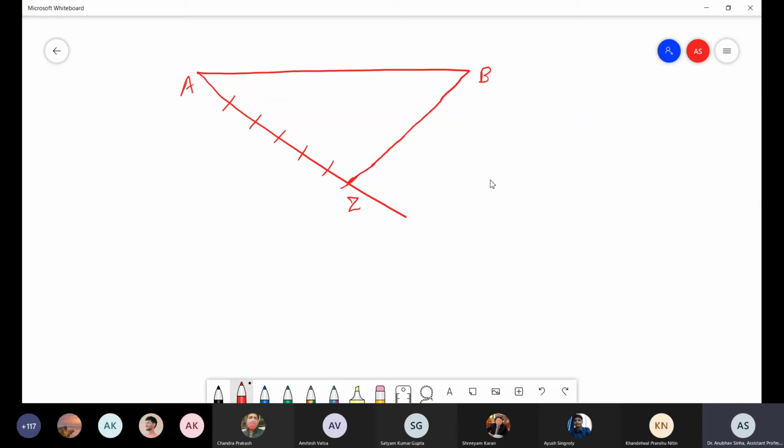You can make a small dotted line. You can make a line perpendicular to this using a set square. Any set square has one angle of 90 degrees. So make one line perpendicular to this and then extend that line. Now for the next line, you just draw perpendicular to this line. So this is a reference line.